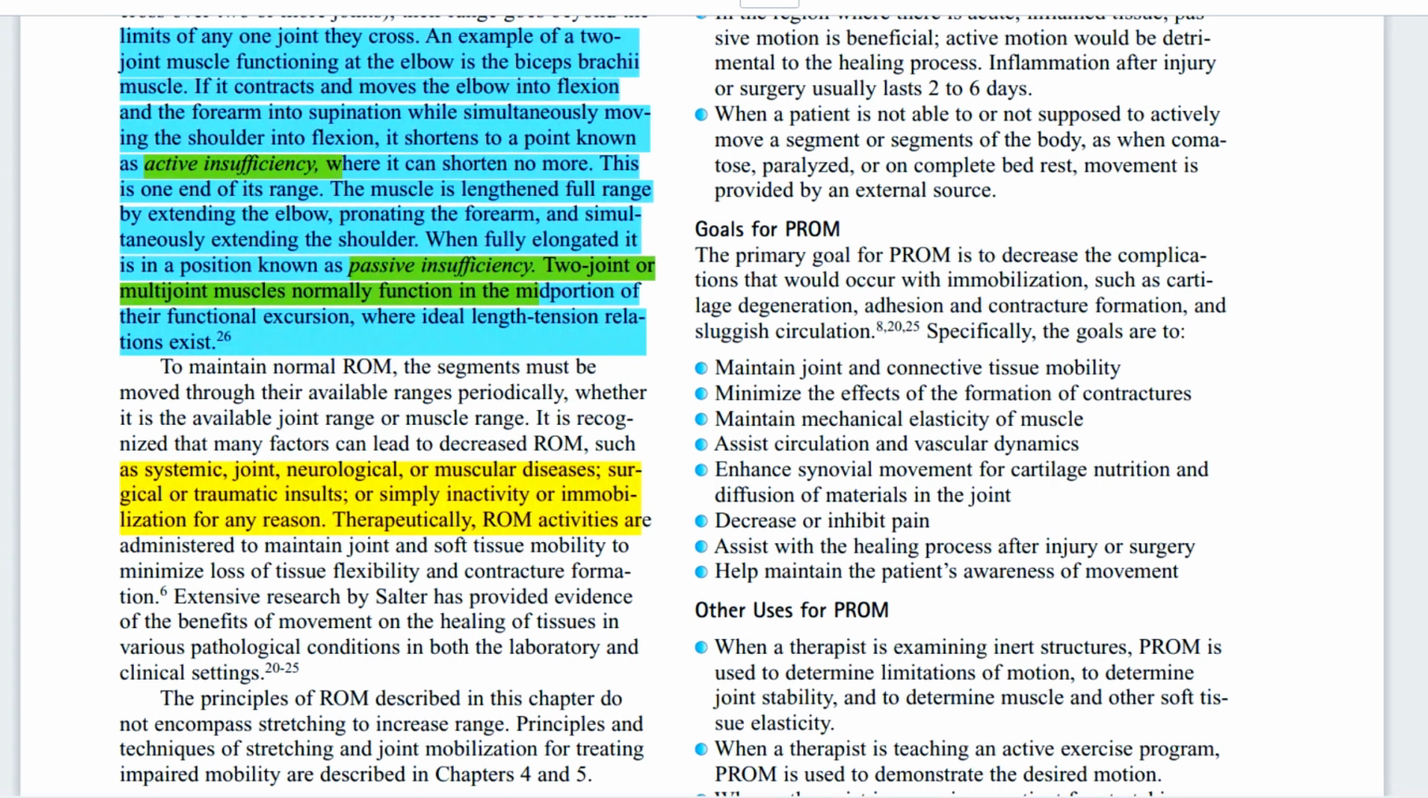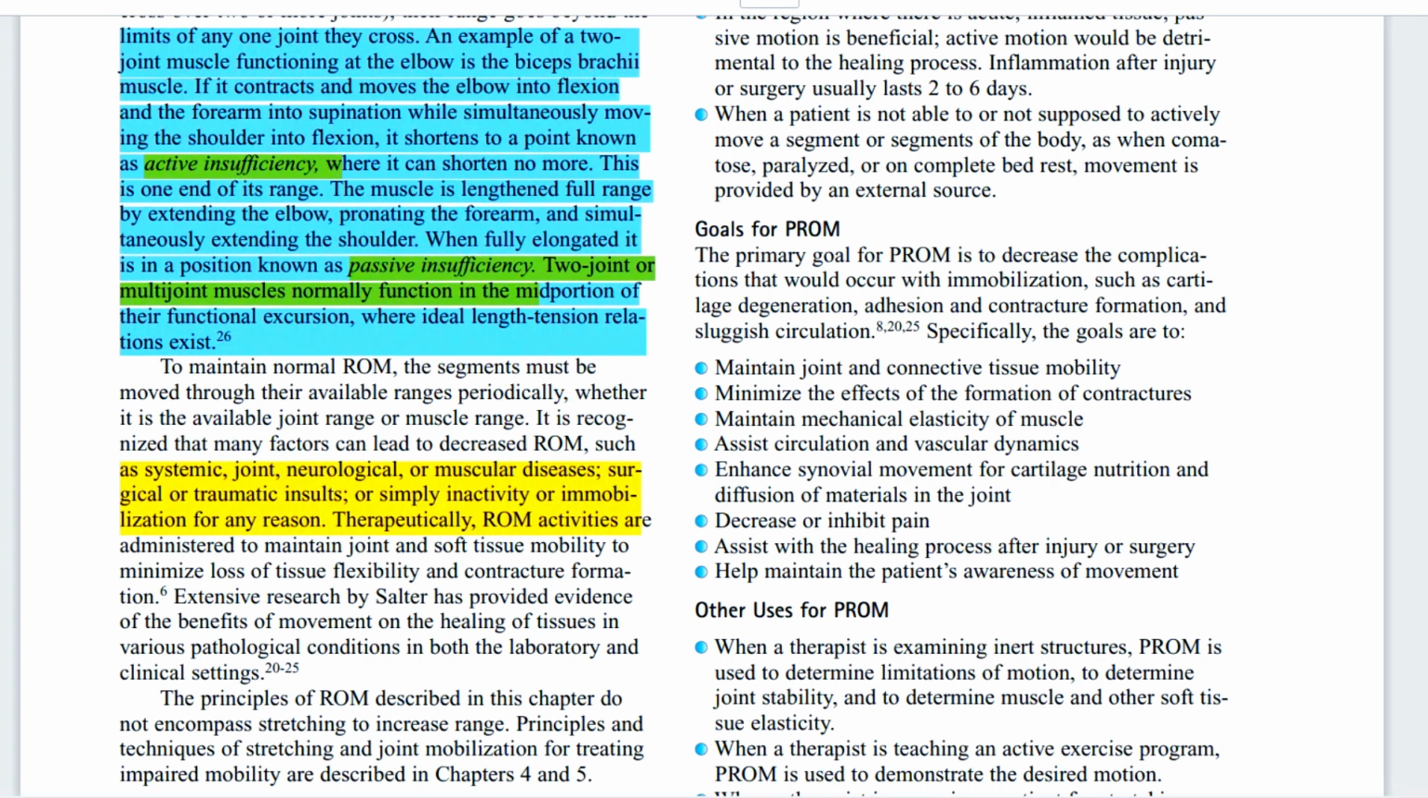So other uses of passive range of motion are basically assessing joint stability, motion limitations, and tissue elasticity. Passive range of motion is also used for assessment purposes. As you know, there are certain special tests you use in the diagnosis of patients. So it is also used in assessment processes, because you can give the passive range of motion to complete certain movements.